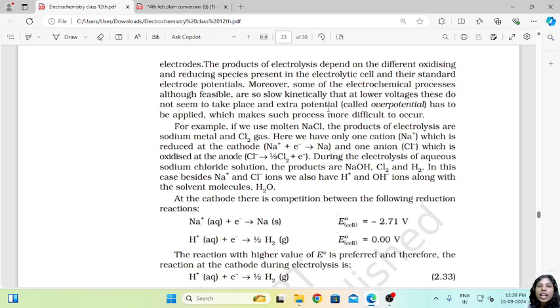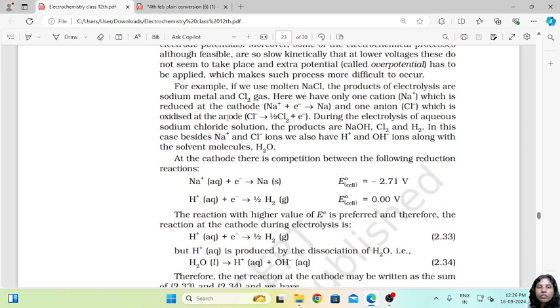So in that case we have to supply it with some extra potential that is known as the overpotential, and due to this extra potential that is being applied, the occurrence of such processes becomes very much difficult. Now for example, if you use molten NaCl, the products of electrolysis are sodium metal and Cl2 gas.